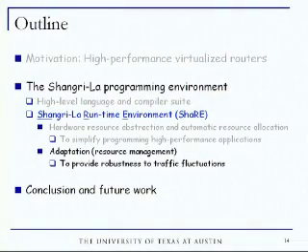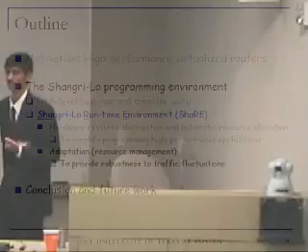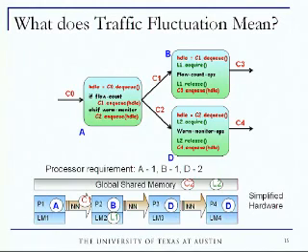Now, after mapping these aggregates, the system can run and start processing packets. But now what happens if the traffic fluctuates? You need to provide robustness to such traffic fluctuations. And that's the second functionality of the runtime environment.